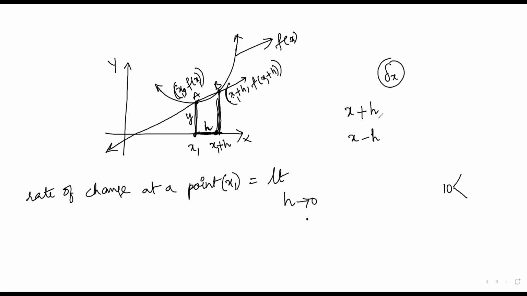What is h? H is the change in x. As this is very close to 0, it means a very small change. When there is a small change in x, that is h change, then how will it change? You see this one. We write f of x1 plus h minus f of x1 by h. Here, y2 minus y1 by x2 minus x1. What is x2? x1 plus h minus x1.